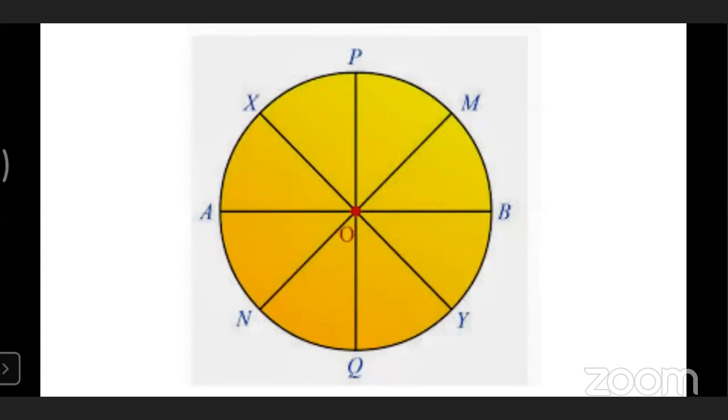Now observe this figure carefully. This is also a circle and diameters are there. O is the center, right? Can you tell me the diameters here? PQ, very good. XY, very good. AB, very nice. MN, good students. So these are the diameters, right?